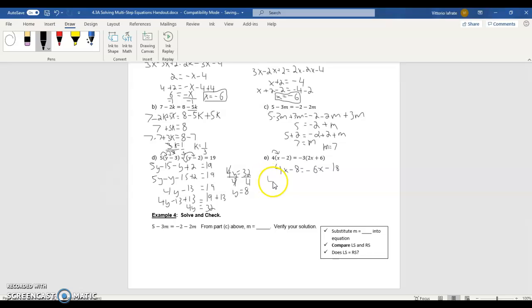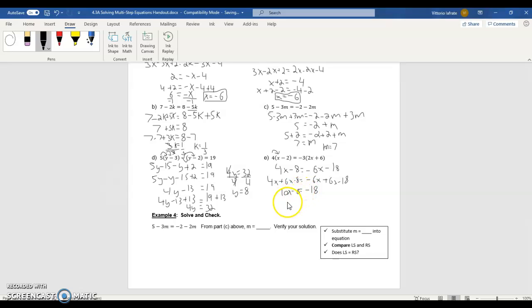So I'm going to do 4x plus 6x minus 8 is equal to minus 6x plus 6x minus 18. So now I'm going to simplify. 10x minus 8 is equal to minus 6x plus 6x is 0, minus 18.